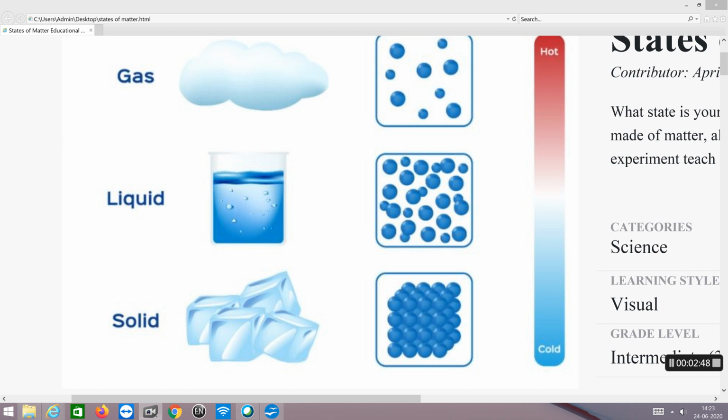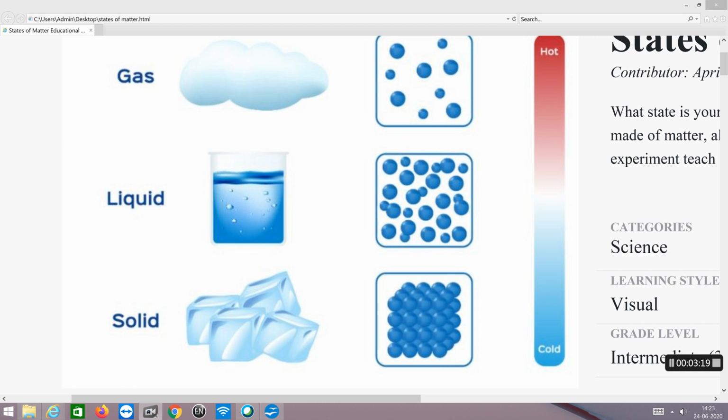That means in solid molecules are closely packed and the freedom of movement is very, very less. They cannot move from one place to another. And the force of attraction is very high. The intermolecular space is negligible. Intermolecular space means the space between the molecules. So solids have a definite shape and definite volume.